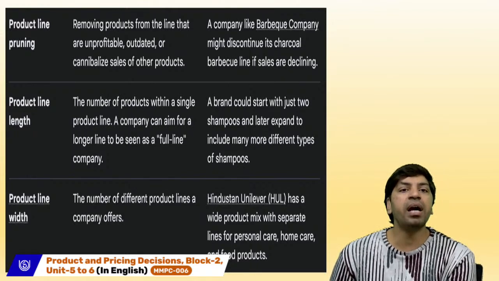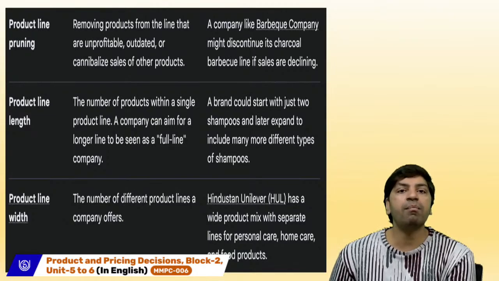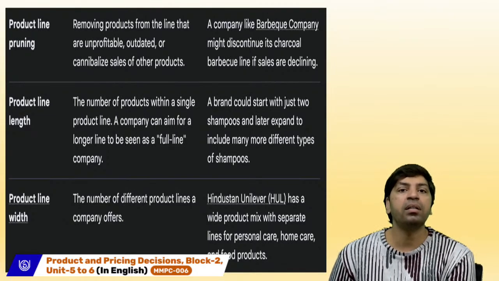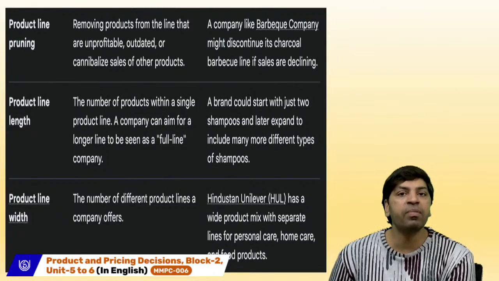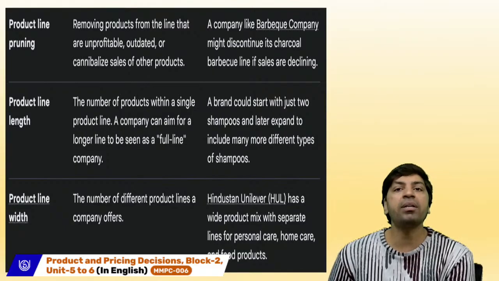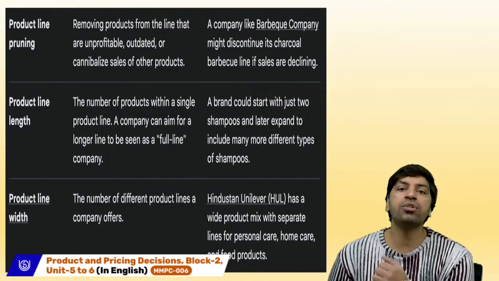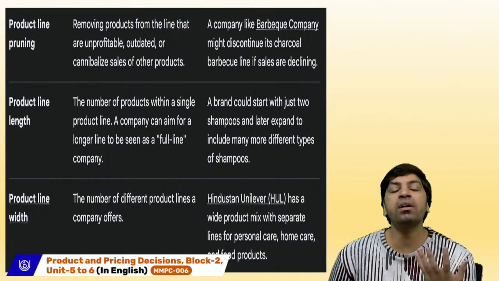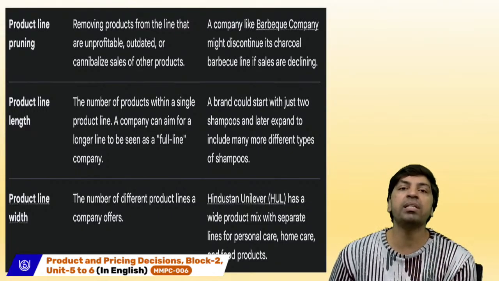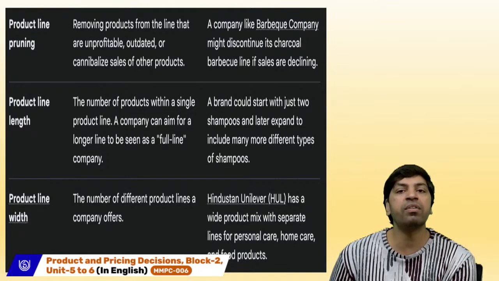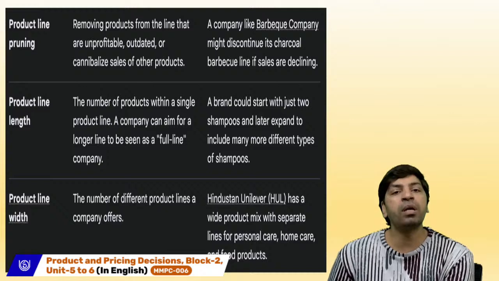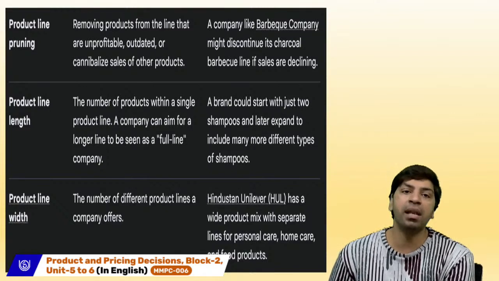Next is product line length, the number of products within a single product line. For example, a brand could start with just 2 shampoos, but now they have 10 more shampoos with different variants or different types of shampoos. That is called product line length.